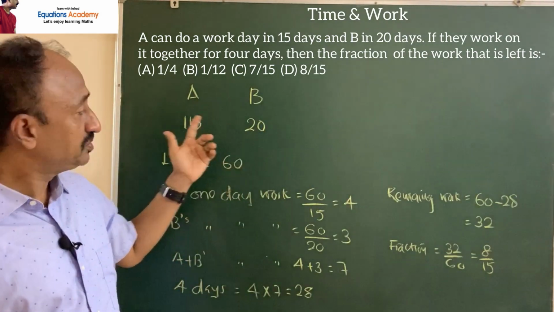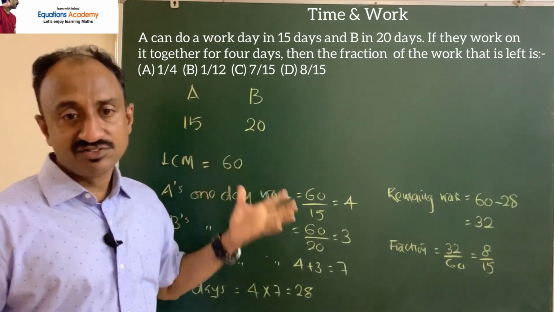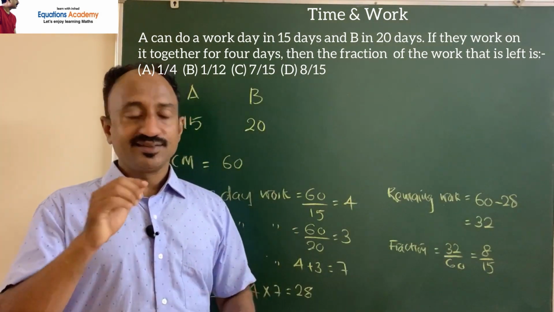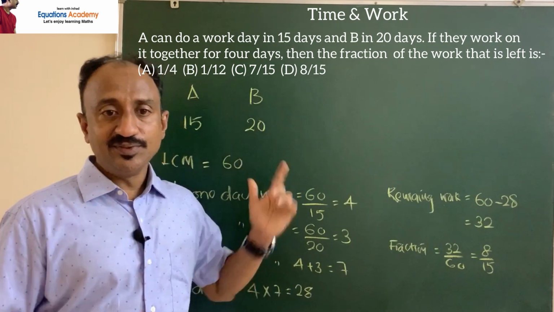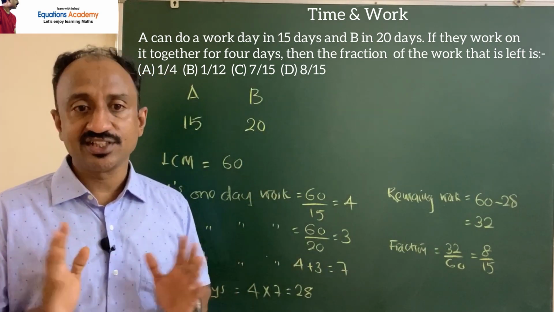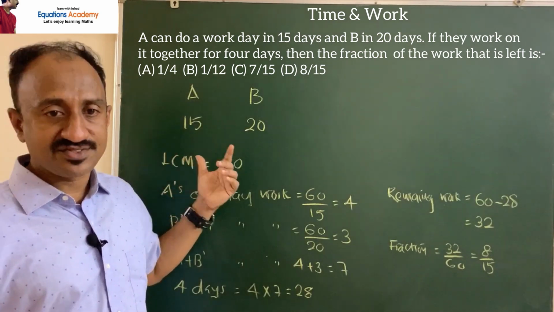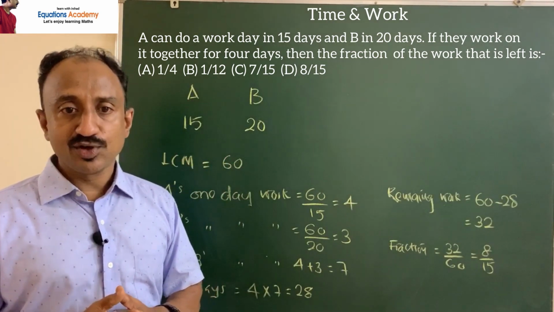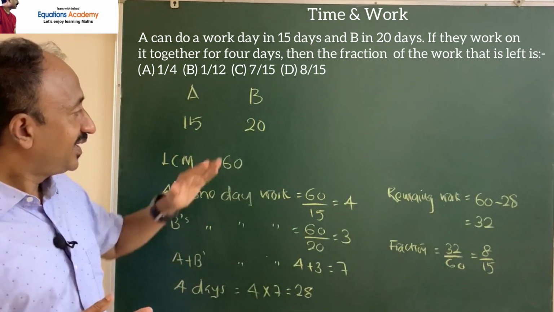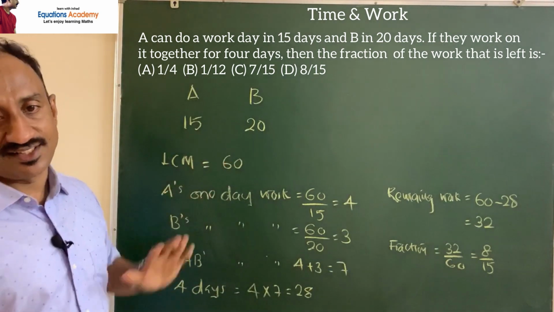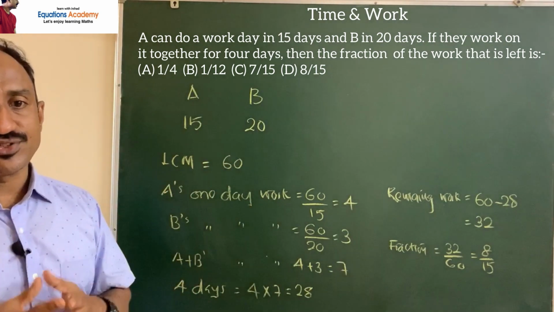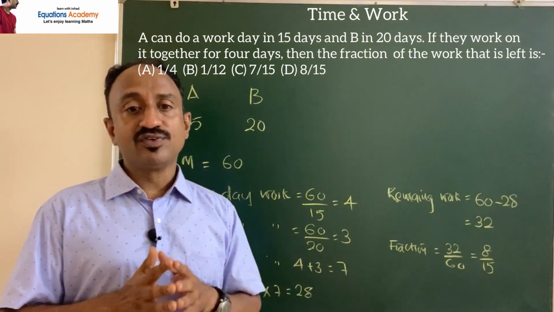Check 40 is divisible by 15. 40 is not divisible by 15. So again, take triple. 20 into 3 is 60. 60 is divisible by 15. 60 by 15 is equal to 4. So in that case, 60 is the LCM. So we will assume total unit of work is 60.